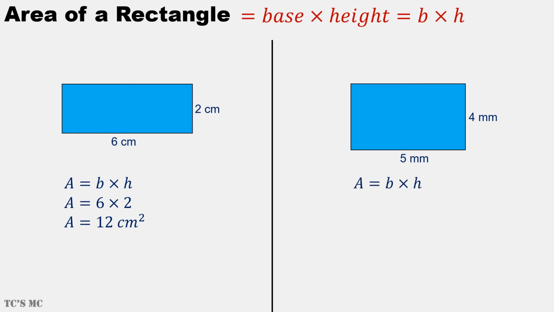In this example, the base is 5 and the height is 4. Again, write out the formula. Area equals base times height. Substitute, so 5 times 4, and you get 20 millimetres squared.